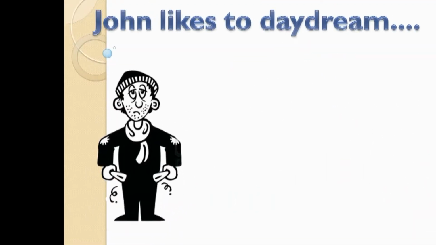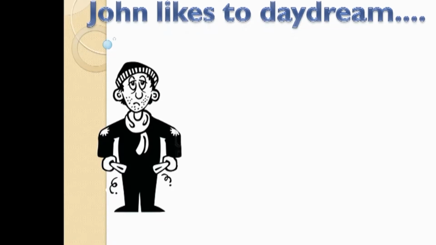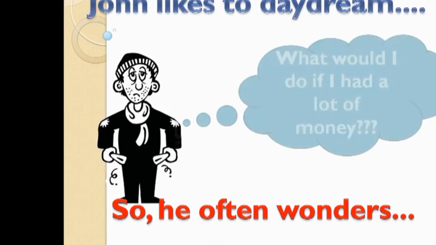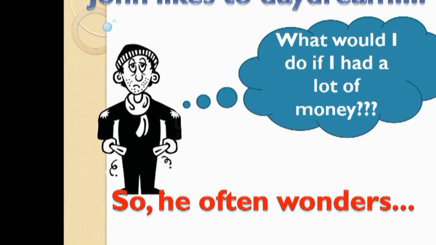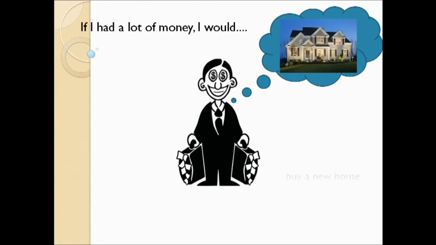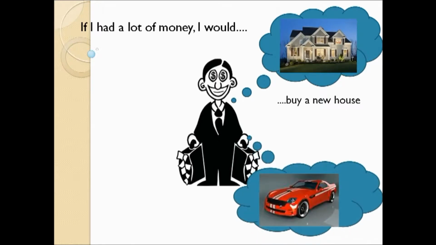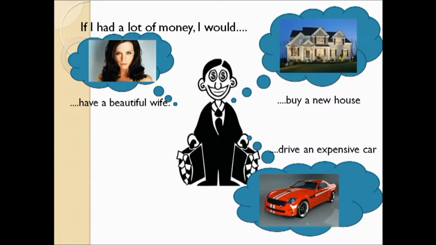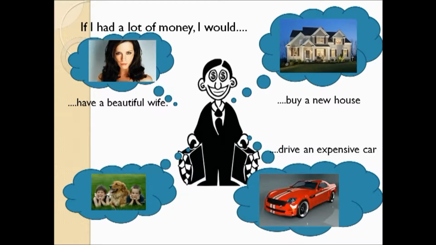However, John does like to daydream, so he often wonders, now what should I do if I had a lot of money? So if I had a lot of money, I would buy a new house, or if I had a lot of money, I would drive an expensive car. If I had a lot of money, I would have a beautiful wife. If I had a lot of money, I would have 2 kids and a dog.